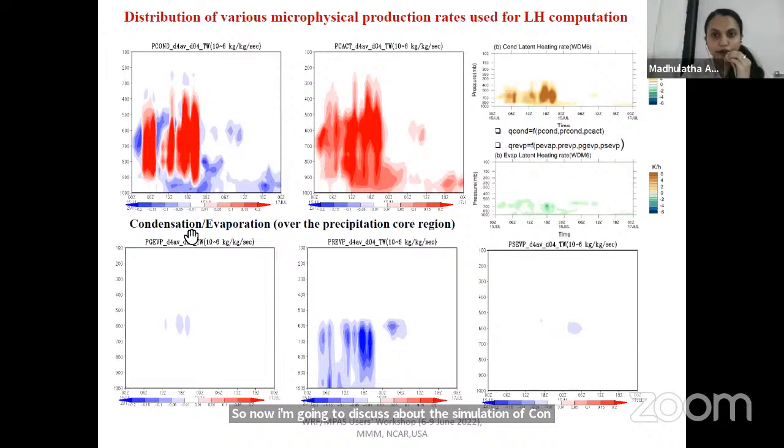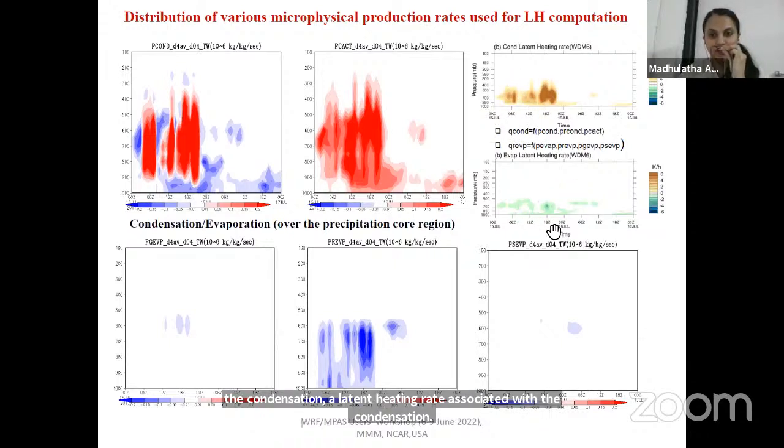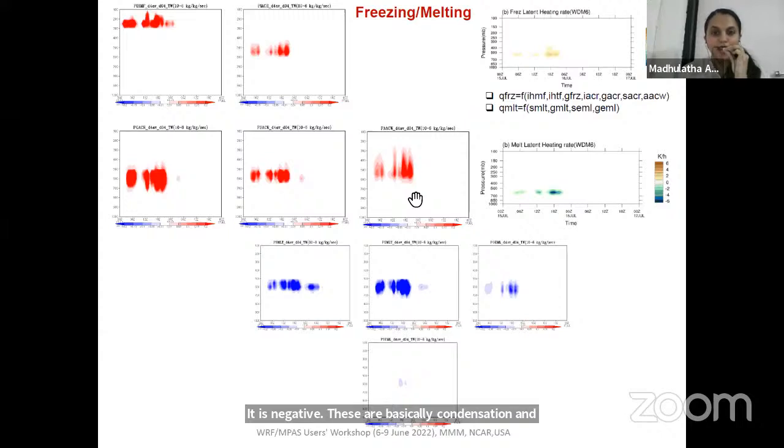And before going to explain the latent heating associated with different phase change processes, here I am just showing the production rates: rain condensation and condensation activation, and rain evaporation is from precipitation, rain, graupel, and snow evaporation. Using all these terms and based on the specific heat constant and other things, we calculated. You can see this one is the condensation latent heating rate. You can see it is positive, and associated with the rain evaporation, it is negative. These are basically condensation and evaporation.